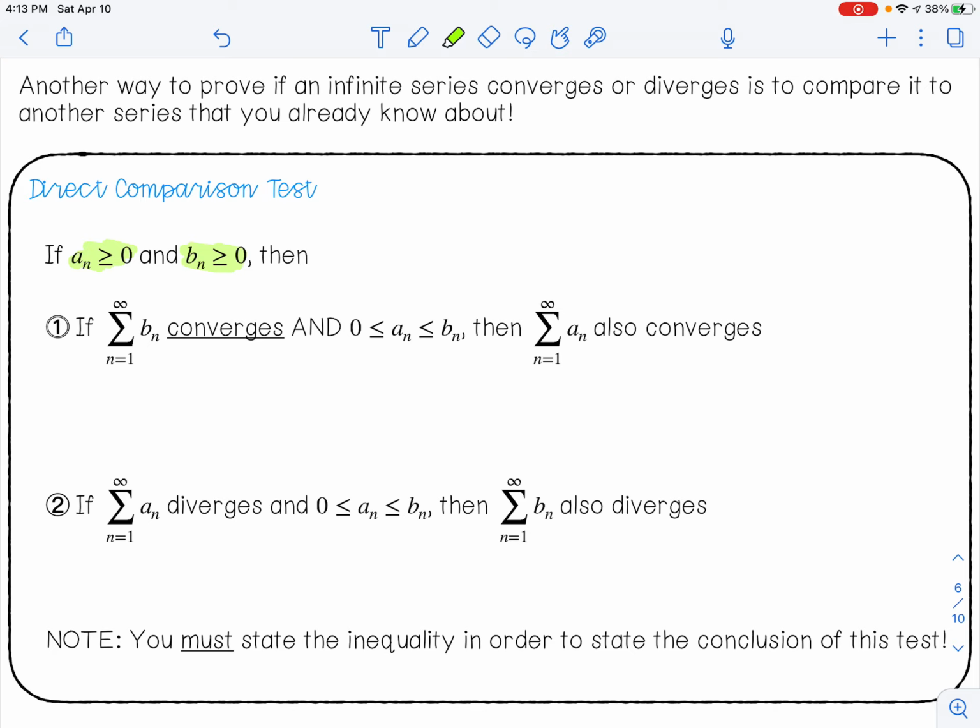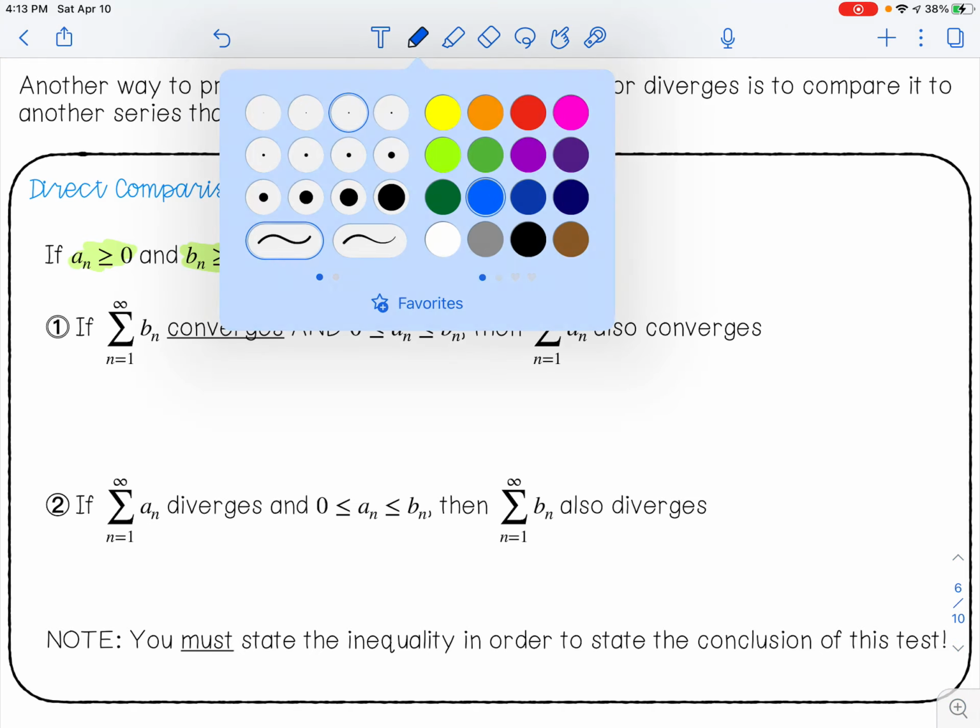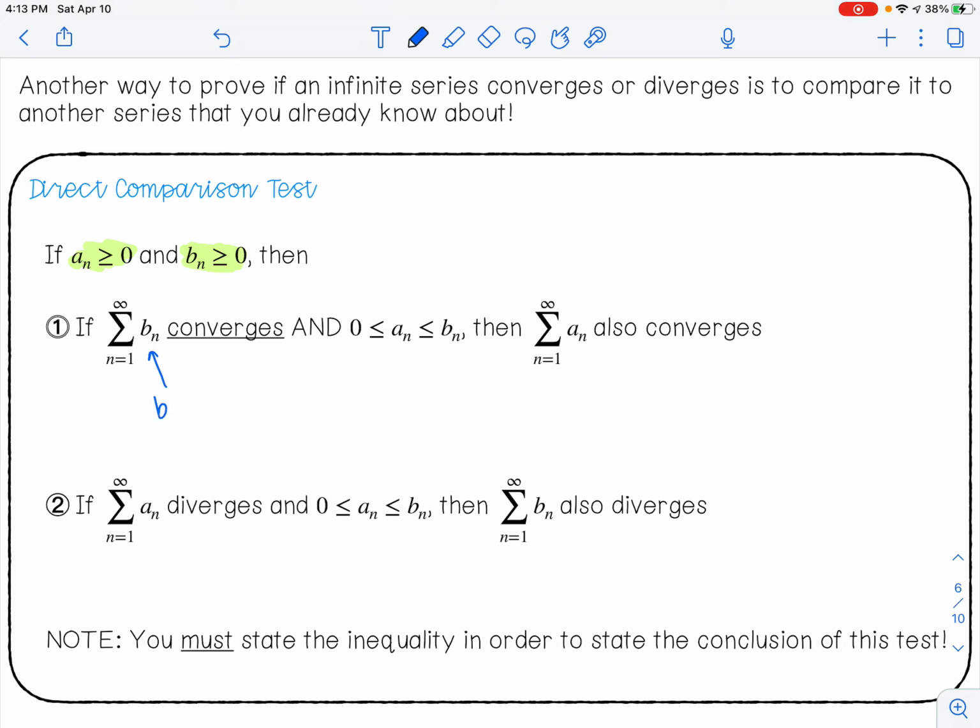If you know that the sum of B of n converges and B of n is bigger than A of n, right? B of n is the bigger one, so this is the bigger sequence. If the bigger series converges, the bigger sequence converges, then the smaller series also has to converge, right? And that makes sense. If something that's bigger converges, anything that's smaller than it that's similar is also going to converge.